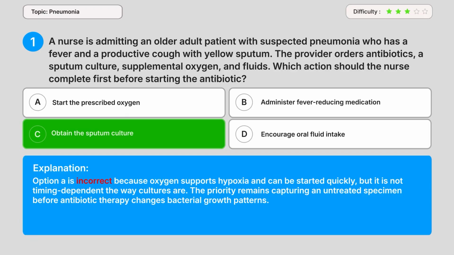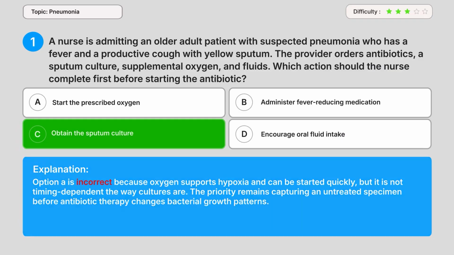Option A is incorrect because oxygen supports hypoxia and can be started quickly, but it is not timing dependent the way cultures are. The priority remains capturing an untreated specimen before antibiotic therapy changes bacterial growth patterns.